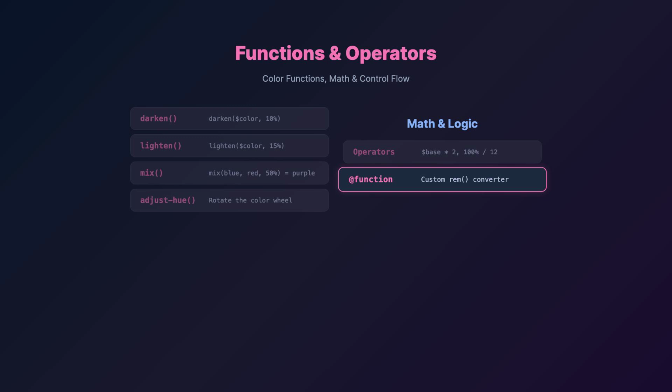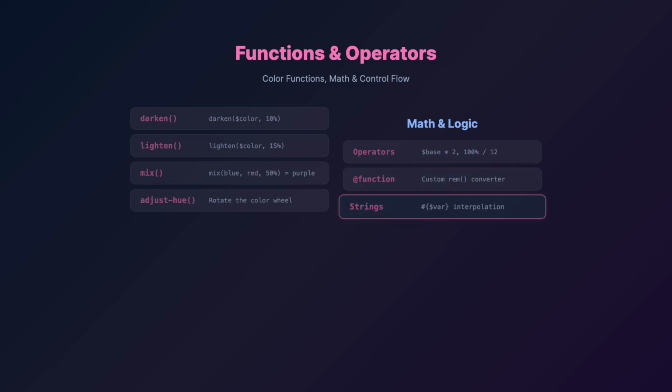Custom functions use the @function directive. @function rem($pixels) { @return $pixels / 16 * 1rem; } Now you can write font-size: rem(20) and it outputs 1.25rem.